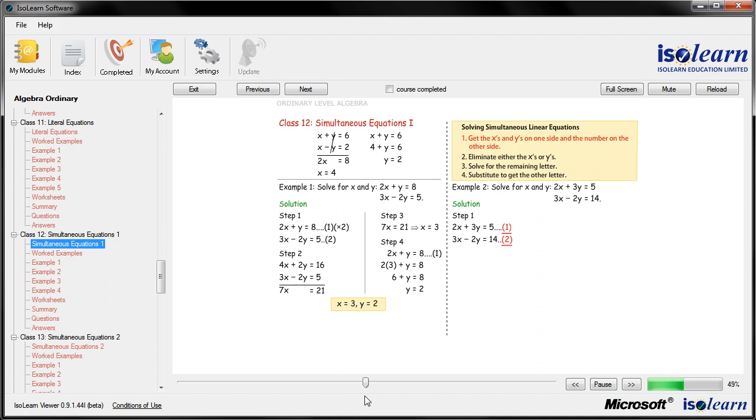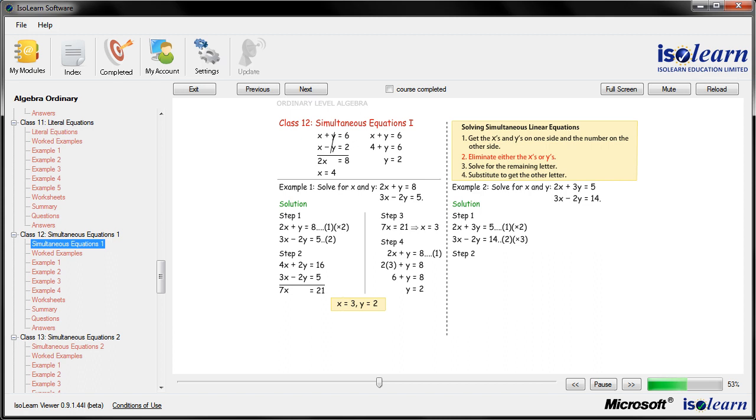Step 2. Eliminate the y's. Multiply equation 1 by 2. And equation 2 by 3. So you have the same number of y's, but with different signs.